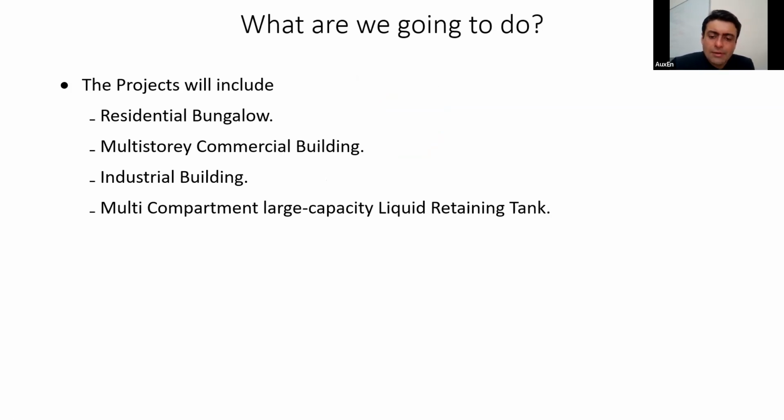We all know by now that we would be doing 4 projects during this program. We will start with a residential bungalow. So it would be an independent house, independent bungalow that we would be doing. That would be our first project. Then we will move on to a multi-story commercial building. You know by now that this is going to be a hotel building. You can see the screens, right? I hope the screen is visible to all of you. And yes, then we will move on to an industrial building.